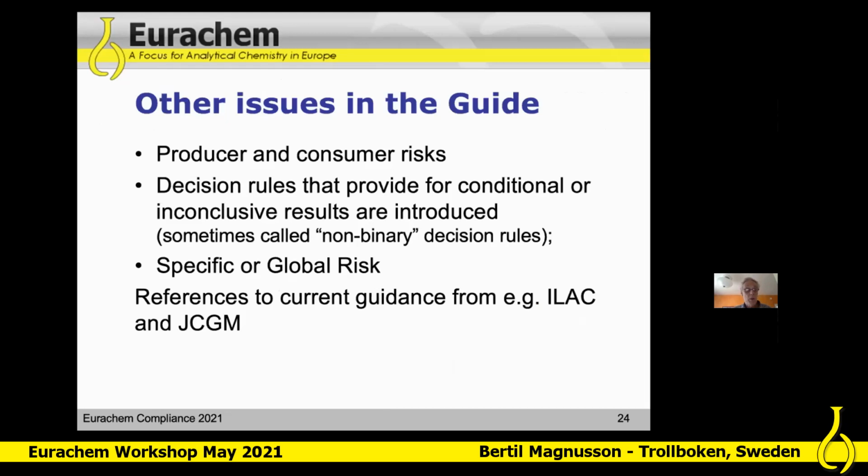There are some other issues talked about in the guide. We have producer and consumer risks. We have decision rules that provide for conditional or inconclusive results. I already talked about that. And we also talk about specific or global risk, if you talk about a risk for just one item or for a production over time. We also introduce reference to correct guidance. That is from ILAC and from JCGM, the Joint Committee for Guides in Metrology.